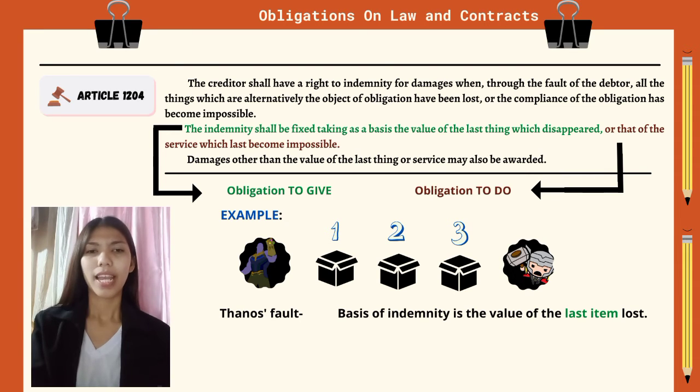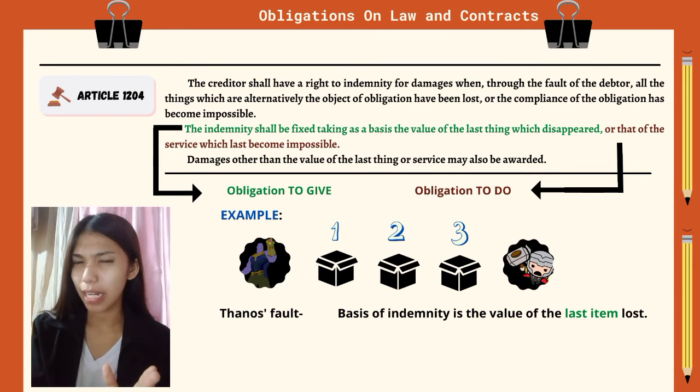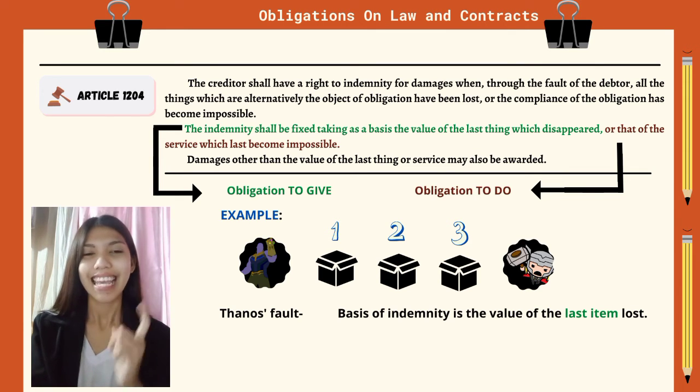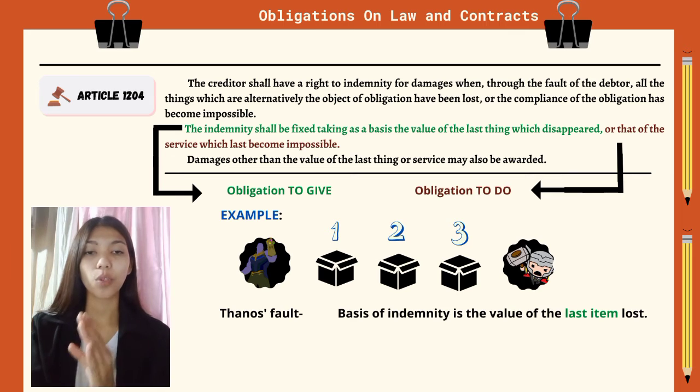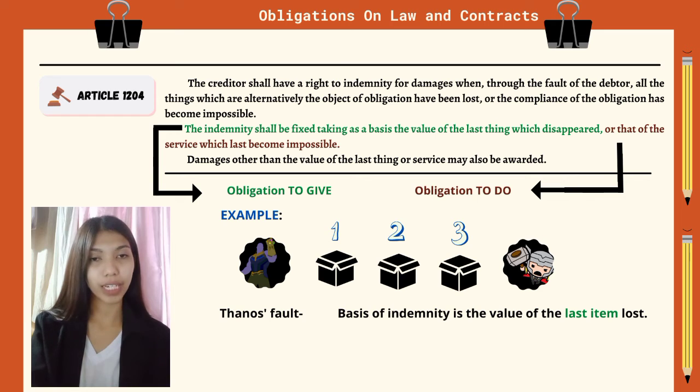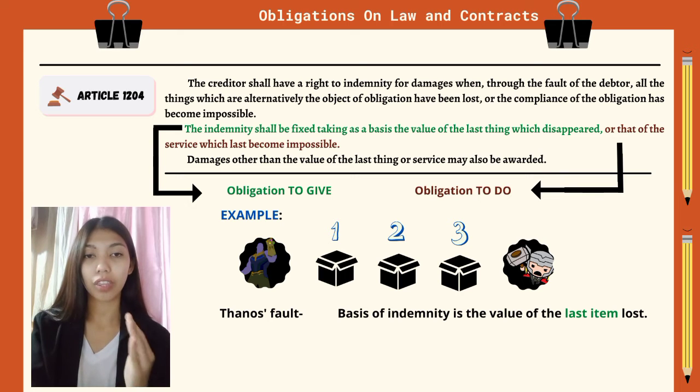Now suppose objects 1 and 2 were lost because of a fortuitous event. Then later, object 3 was destroyed because of the fault of Thanos. Would Thanos be liable? Yes. It is because when objects 1 and 2 were lost, the obligation has been converted into a simple obligation, and that implies an obligation to give object 3 to Thor.